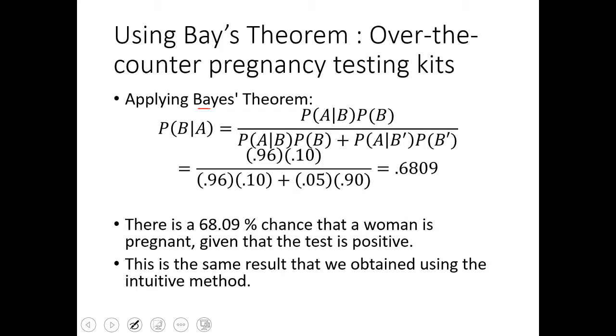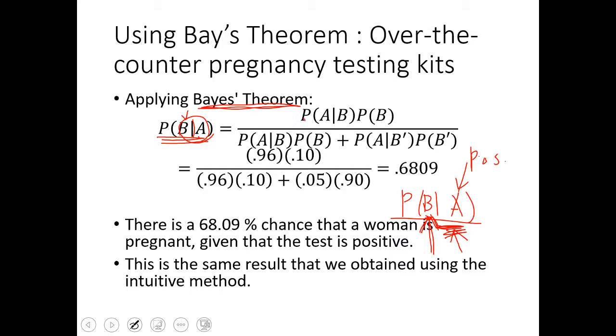And we apply the Bayes rule. We would like to know the probability of B given A. We have the positive result, so under the information that she has the positive result, what is the probability that she is really pregnant? That is the question. So we have to find the probability of B given A.